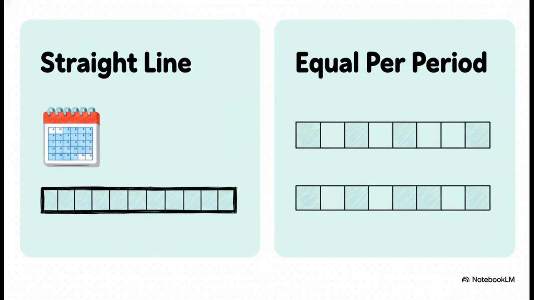Let's talk about deferral templates. This is how you automate recognizing revenue or an expense over a period of time. The system gives you a couple of main options. Straight line is super precise. It calculates based on the exact number of days in each period. Or you can use equal per period, which just divides the total amount evenly. Choosing the right one is key for accurate accounting.